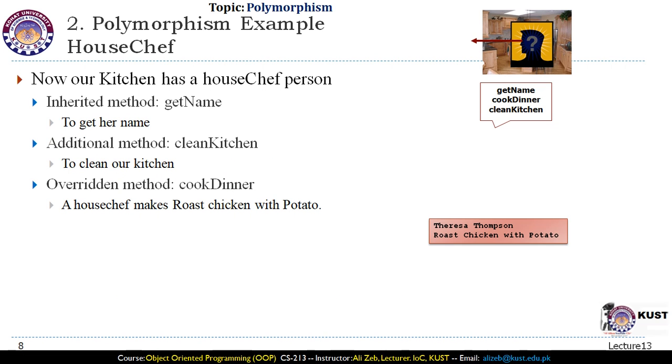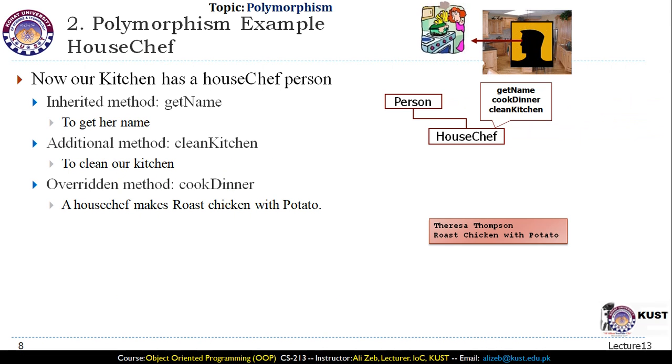In this case, our kitchen now has a house chef person. We have inherited the method getName from this person class to get the name of the chef. Then we have an additional method inside this class, that is the cleanKitchen method. Now this method was not there in our super class. This is something specific to the house chef class.